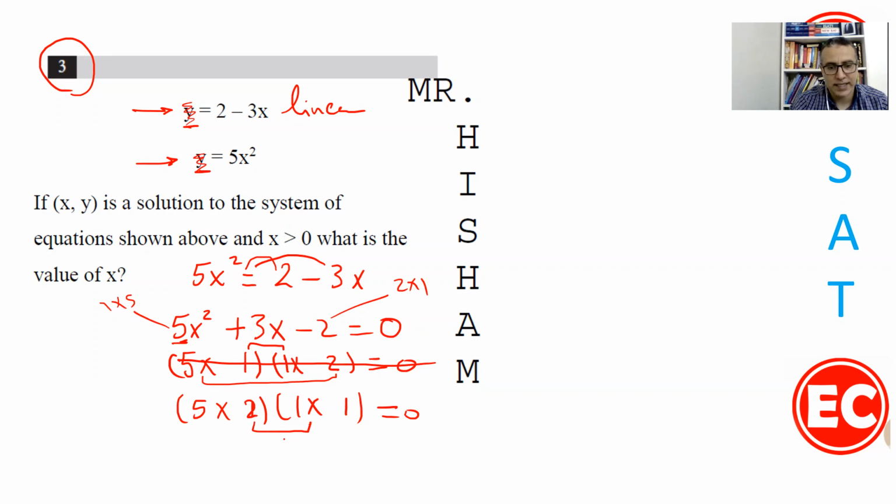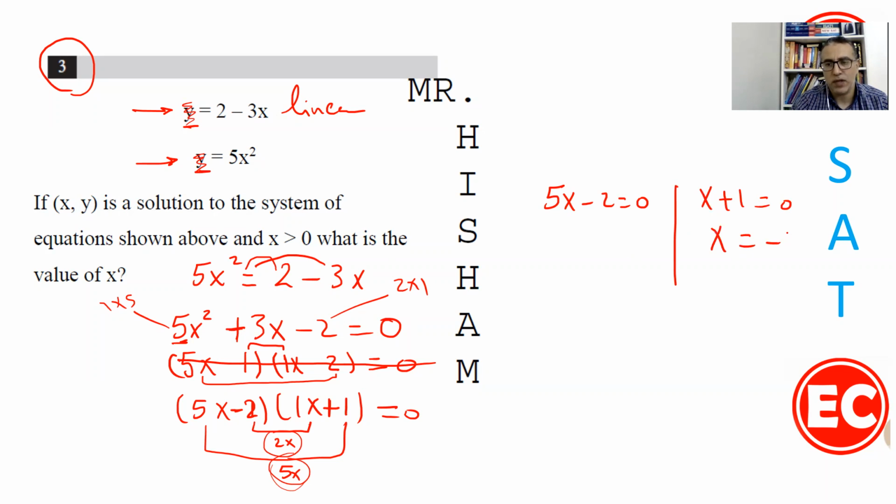But 2x and 5x, the difference between them is 3. So which is the greatest, 2x or 5x? The greatest is 5x. So take the sign of the middle. So this is positive and this is negative. So I have the bracket 5x minus 2 equal to 0 and x plus 1 equal to 0. So x here is equal to -1, and 5x is equal to 2, so x is equal to 2 over 5. This one is the answer.